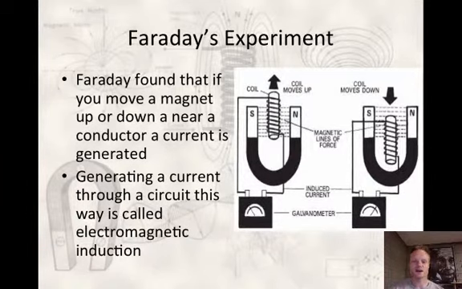Well, this guy named Faraday found that if you move a magnet up and down near a conductor, a current is generated, which is kind of strange to think about. In this picture you can see a magnet, and this magnet is moving up and down. In between the magnet is a metal rod, and this movement of the magnet up and down causes a current to be produced inside this metal rod, which is a conductor, and it causes charge to start to flow around. This generating of a current without a battery or anything like that is called electromagnetic induction.